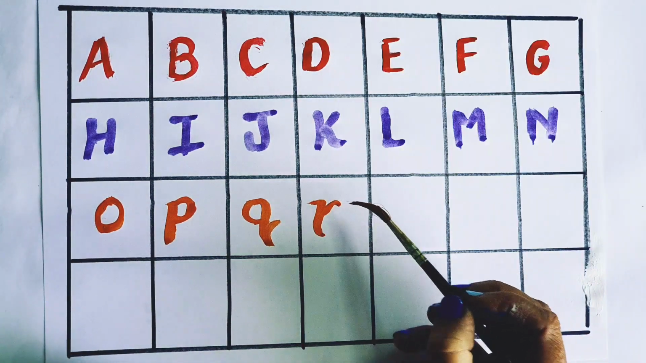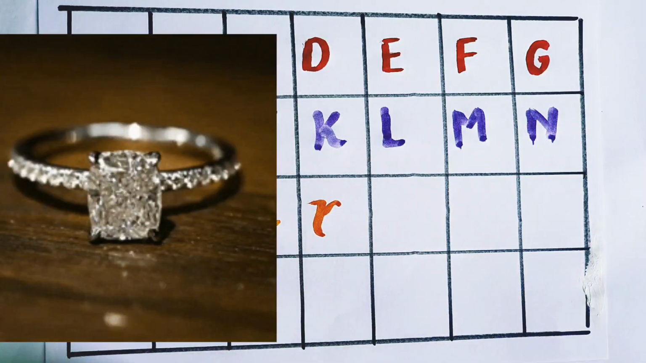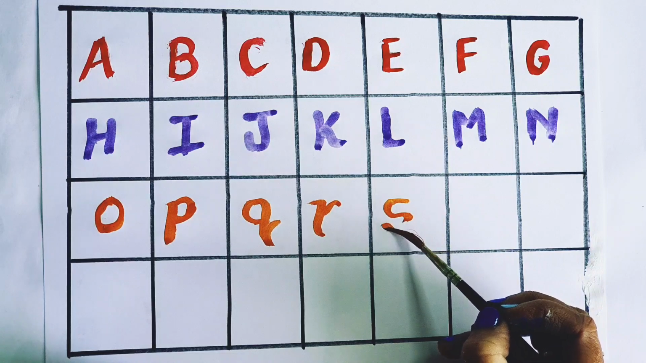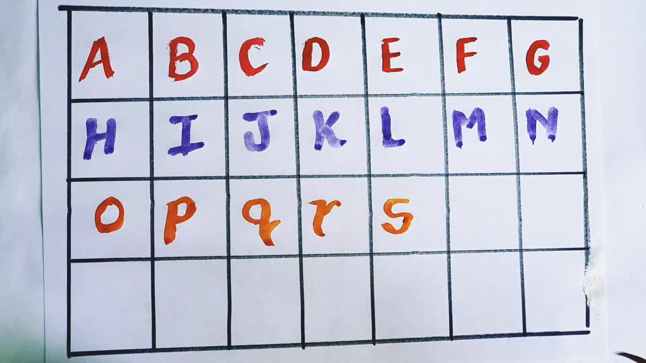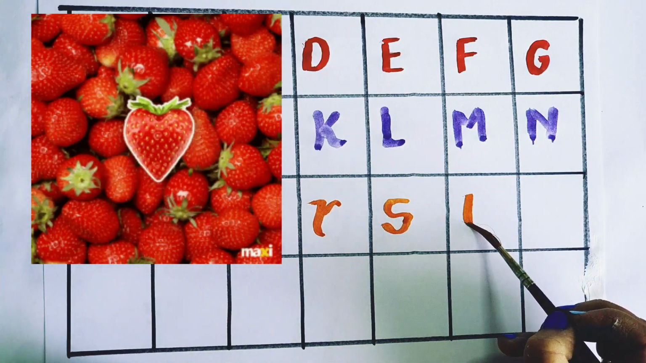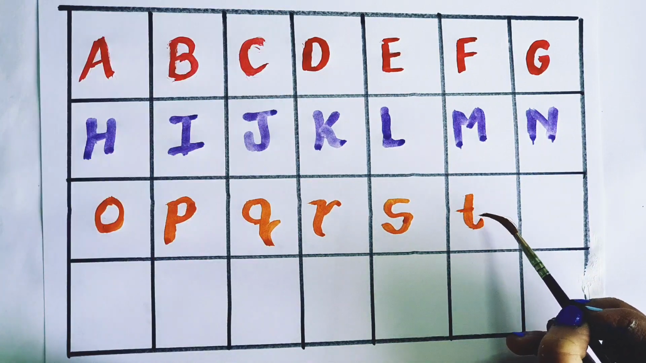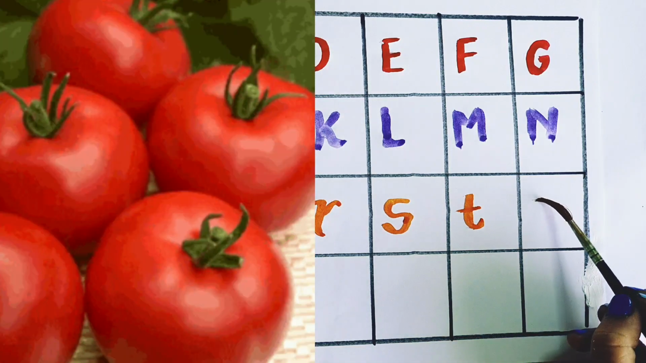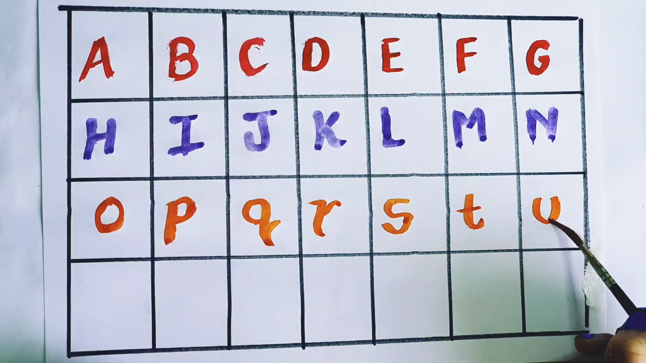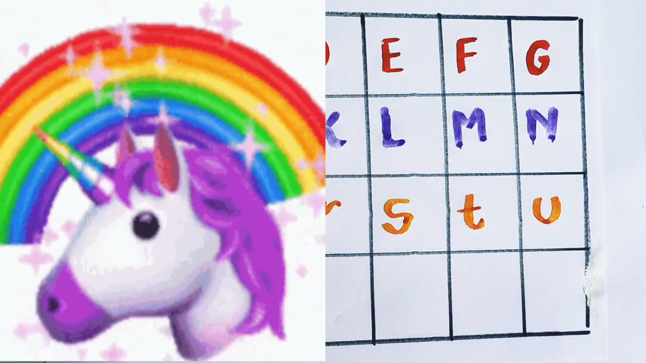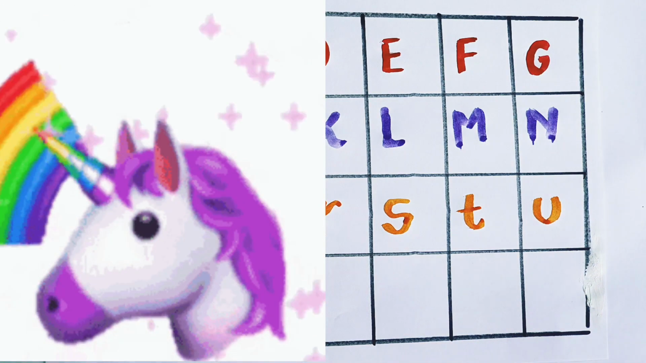R. R for ring. S. S for strawberry. T. T for tomato. U. U for unicorn.